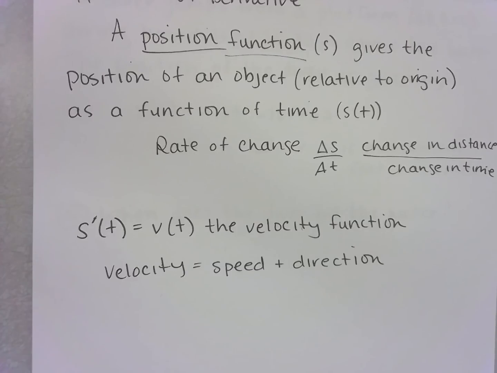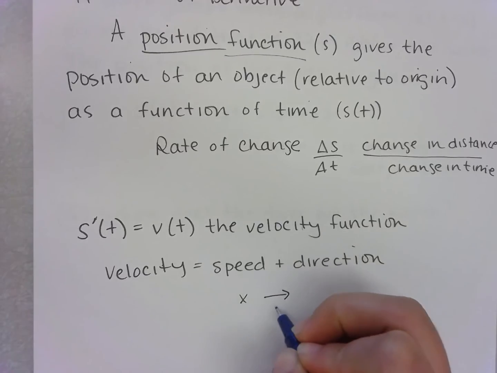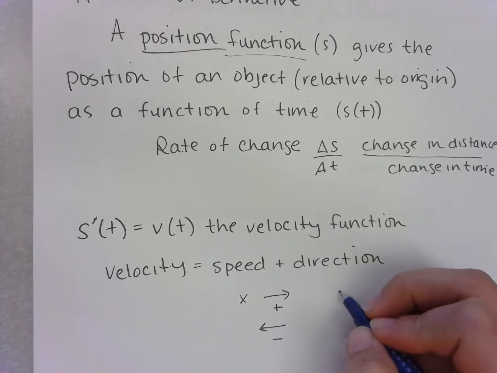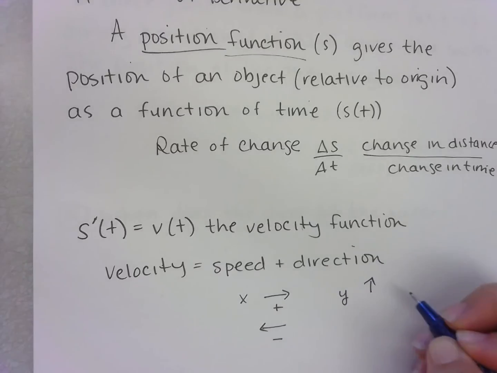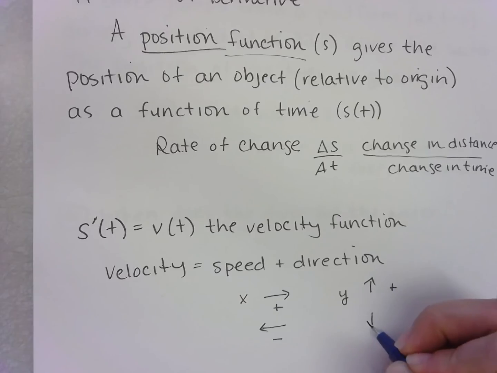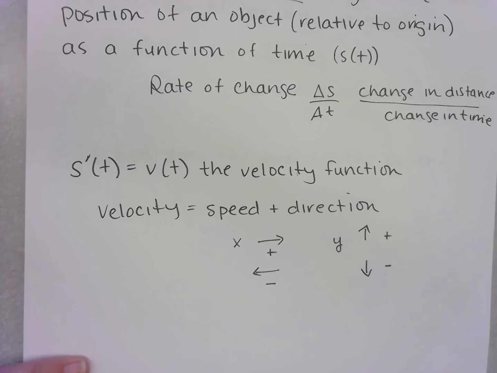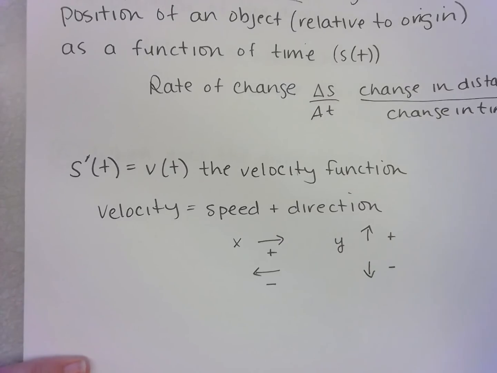First of all, velocity is considered speed plus direction. So we can have a negative direction, and negative direction means it's going down. When we're talking about x with directions, then right is positive and left is negative. If we're talking about y, then going upward is positive and downward is negative. Okay, so let's do an example where we need the velocity of something.